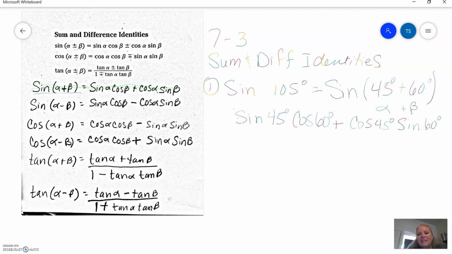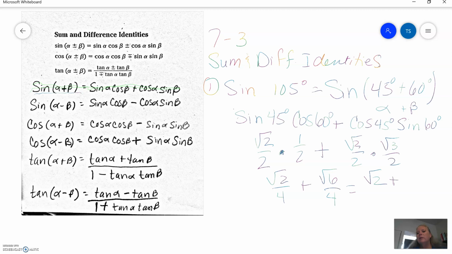Anyway, the sine of 45 is the square root of 2 over 2. The cosine of 60 is 1/2. Then we're going to add that to the cosine of 45, which is the square root of 2 over 2, times the sine of 60. The sine of 60 is square root of 3 over 2. So we multiply and then we add. We're going to have square root of 2 over 4 plus the square root of 6 over 4. Common denominator, write it as a single fraction: square root 2 plus square root 6 all over 4. That is the exact sine of 105.